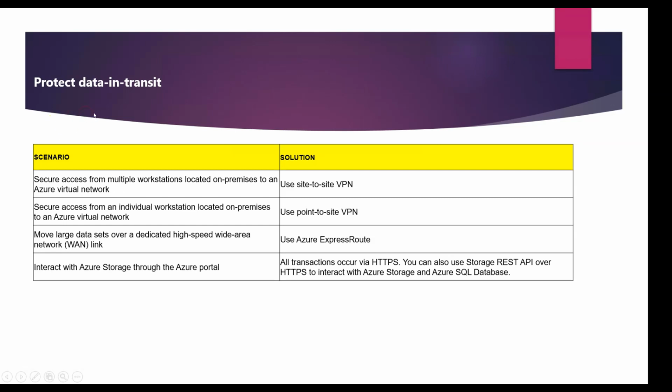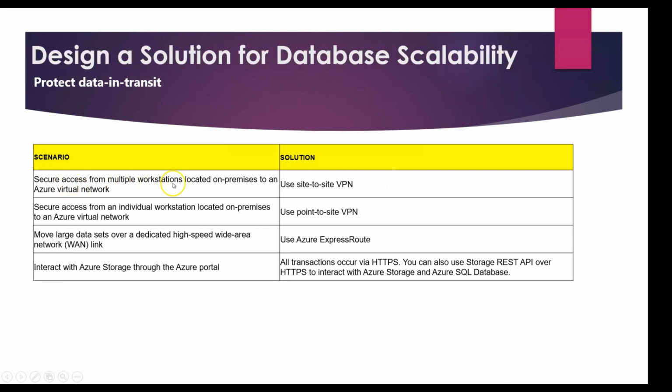Okay, now coming back to the possible solutions. For secure access from multiple workstations located on premises to your Azure virtual network, you could use a site-to-site VPN, from one location to another location. Whereas for securing access of an individual person or workstation located on premises to the Azure virtual network, you could use a point-to-site VPN to protect the data in transit.